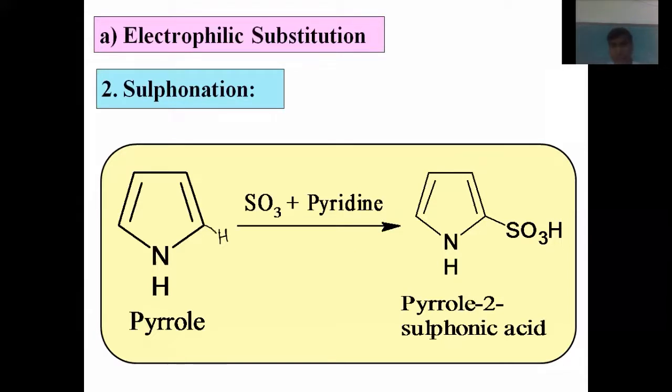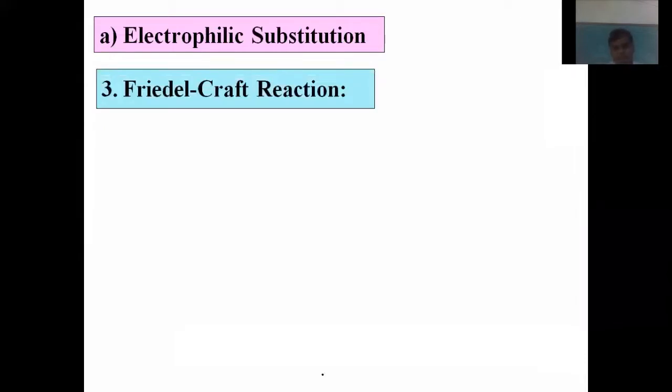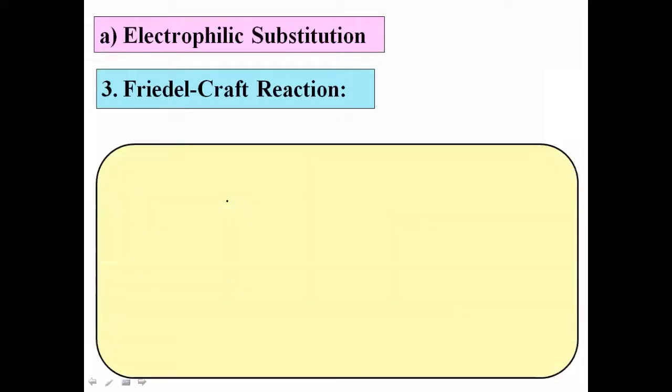When pyrrole is treated with SO3 in the presence of pyridine, it undergoes a substitution reaction. The hydrogen atom from position 2 is replaced by the sulfonic group, SO3H group, and we get pyrrole-2-sulfonic acid. And the next example is the Friedel-Crafts reaction. This Friedel-Crafts reaction is also a very common reaction shown by aromatic compounds. And there are two types of Friedel-Crafts reaction. One is alkylation and the second one is the acylation reaction. There may be alkylation or acylation reaction.